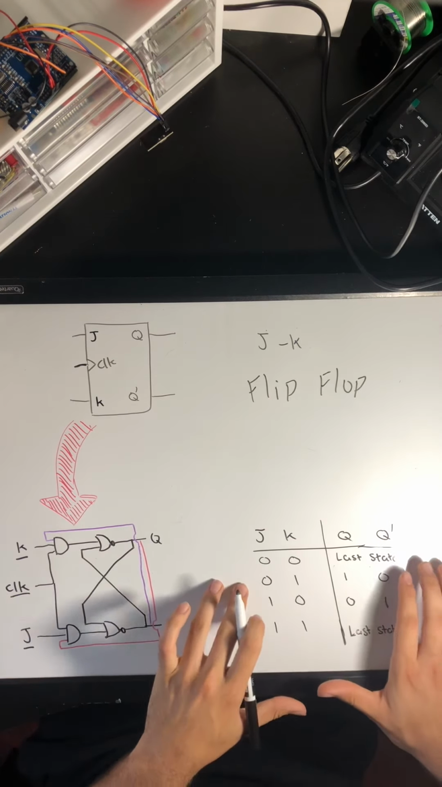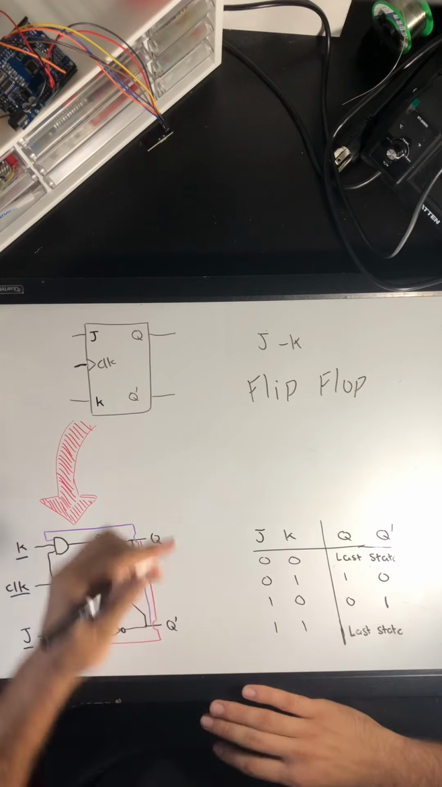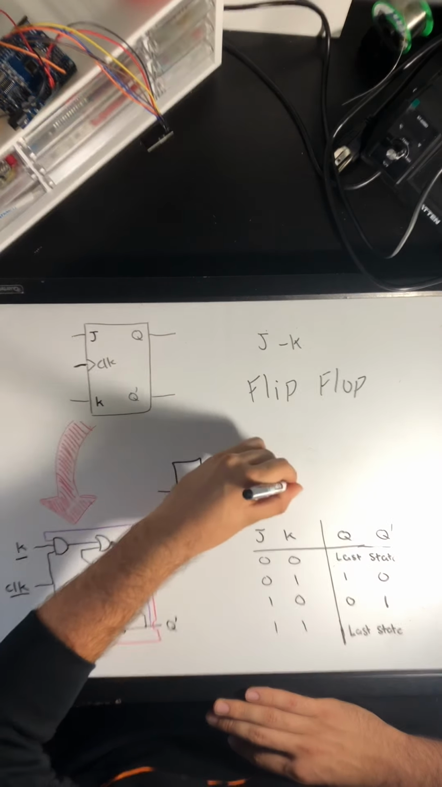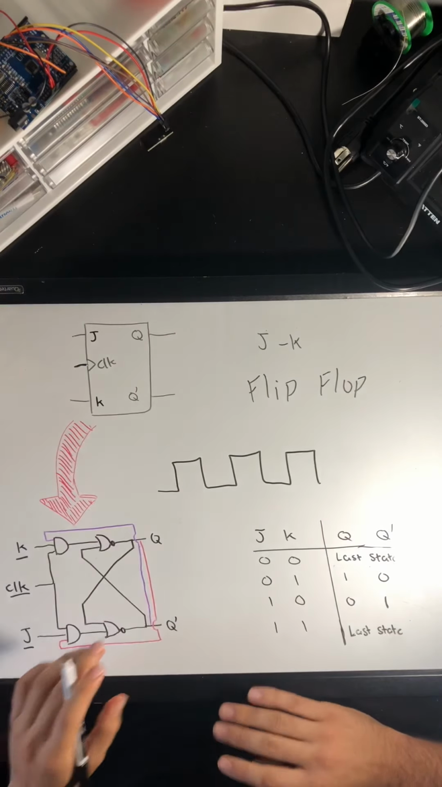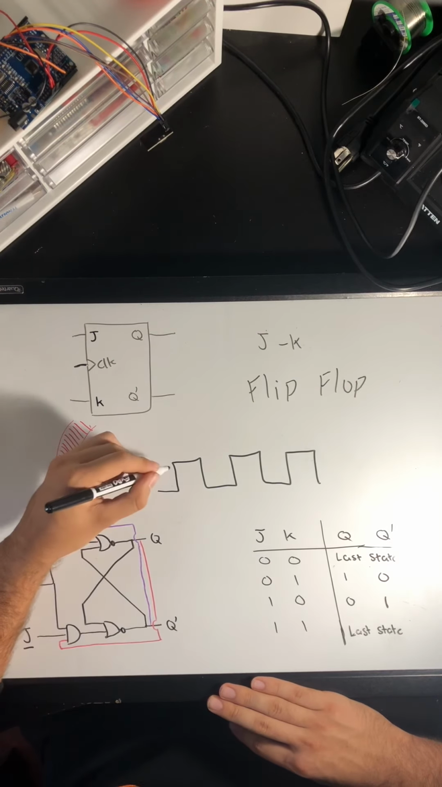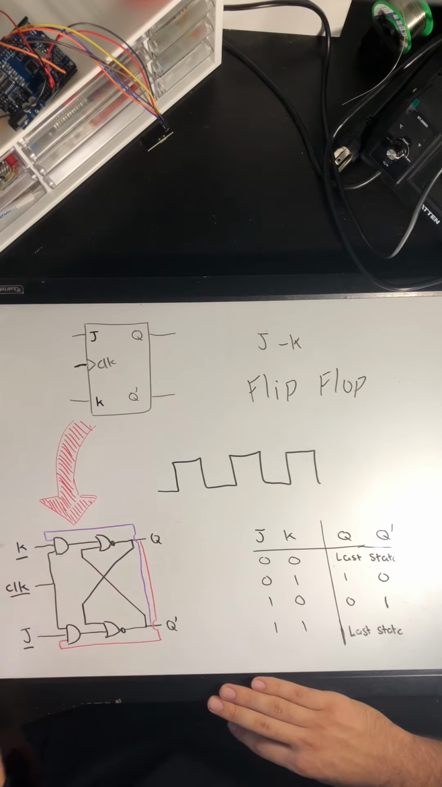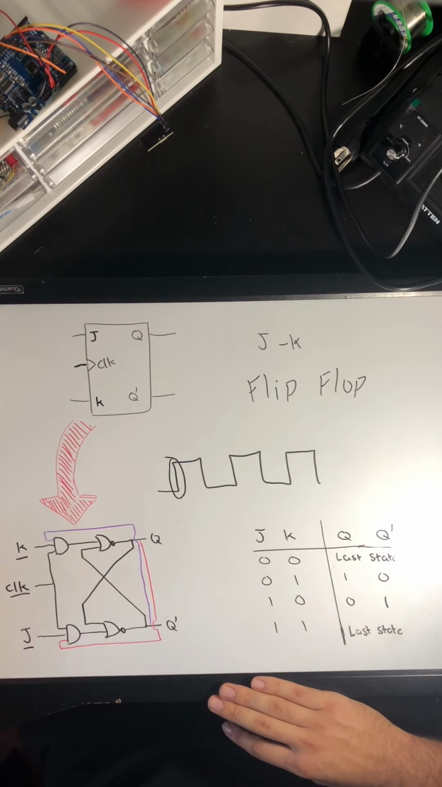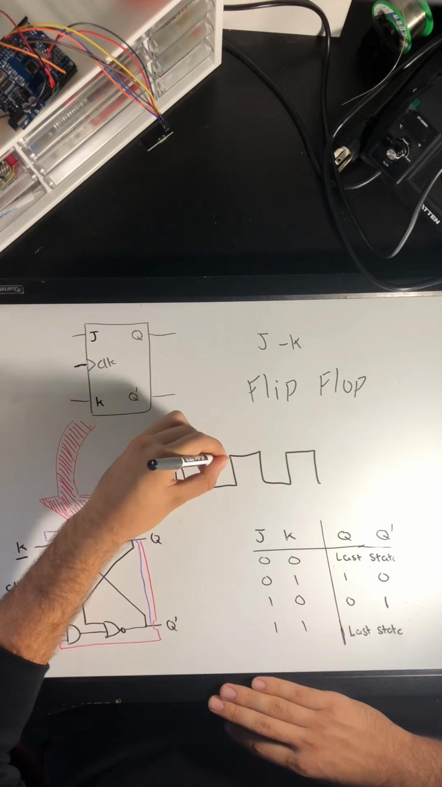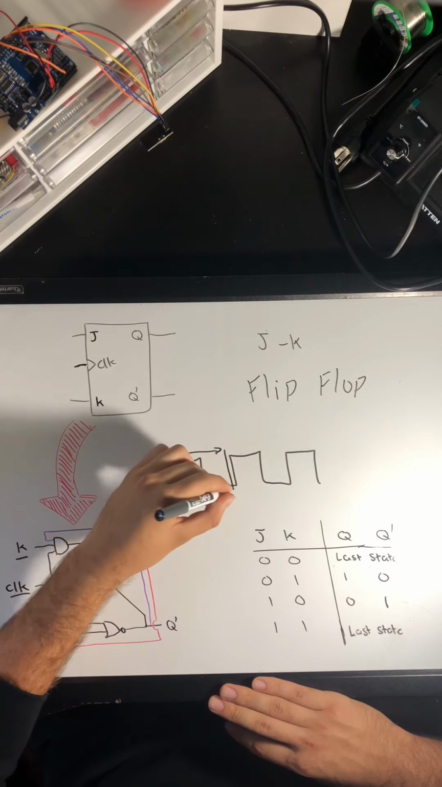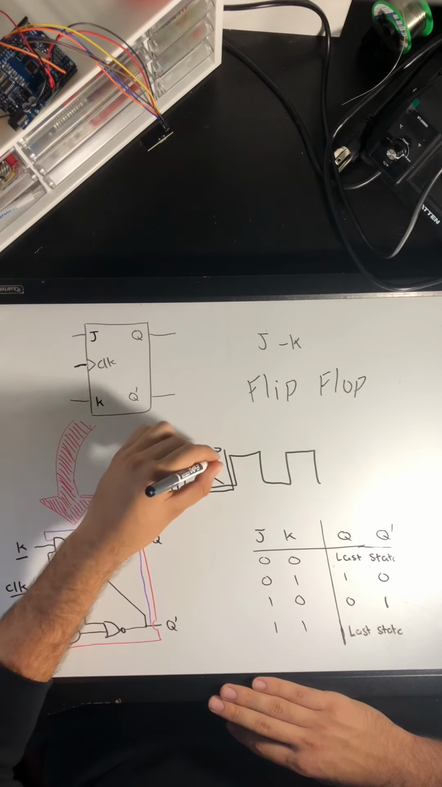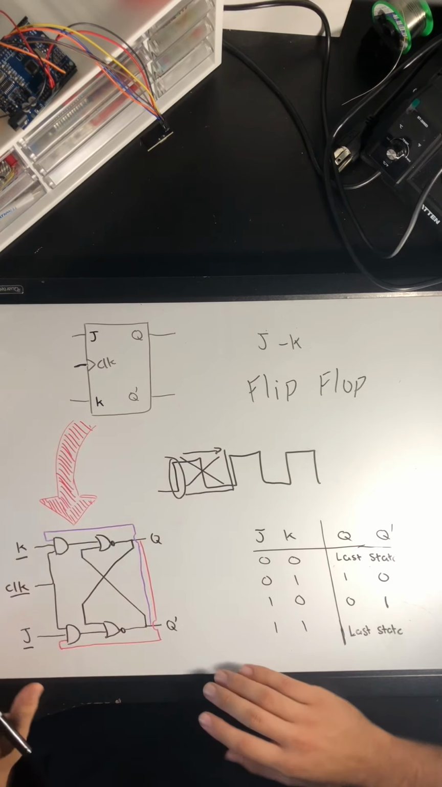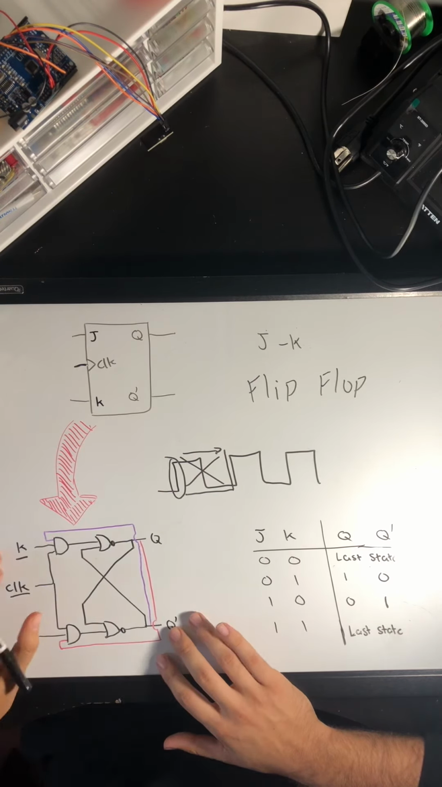Moving to the truth table, one assumption of this truth table is that our clock, which is a square wave, is only occurring during this rising edge. Everything else, all the way up until the next rising edge, does not matter. It is not taken into account. We're only looking at this rising edge, which is when this circuit will sample J and K.